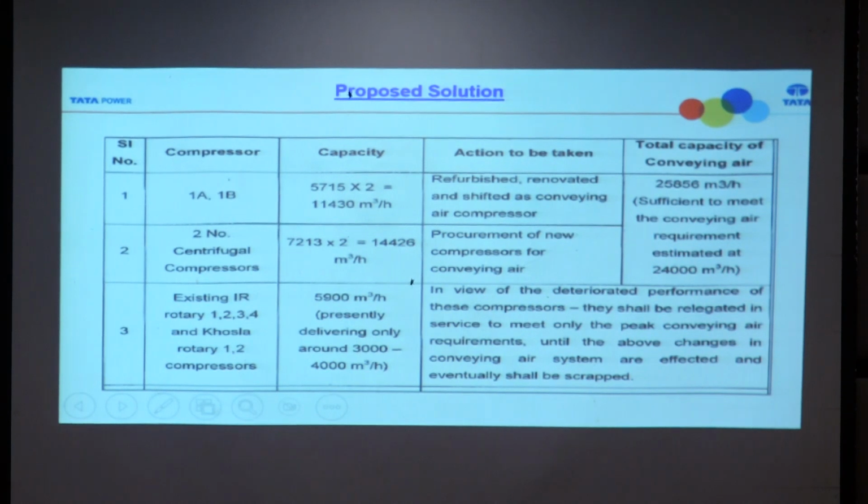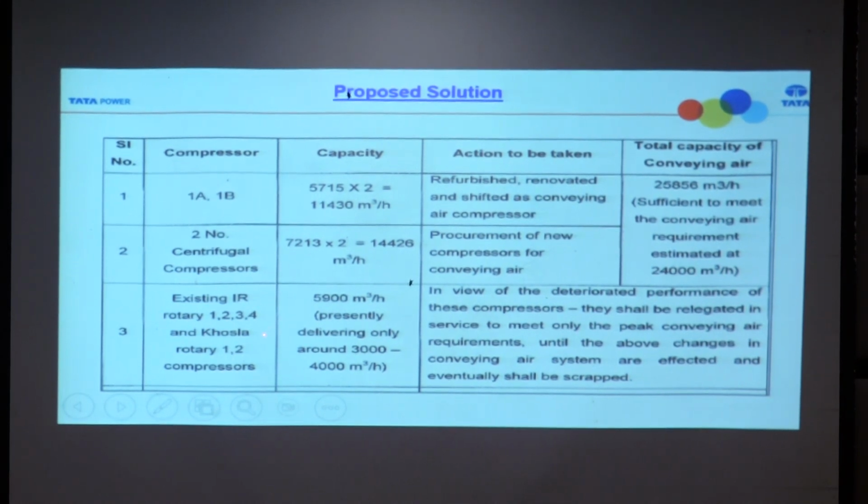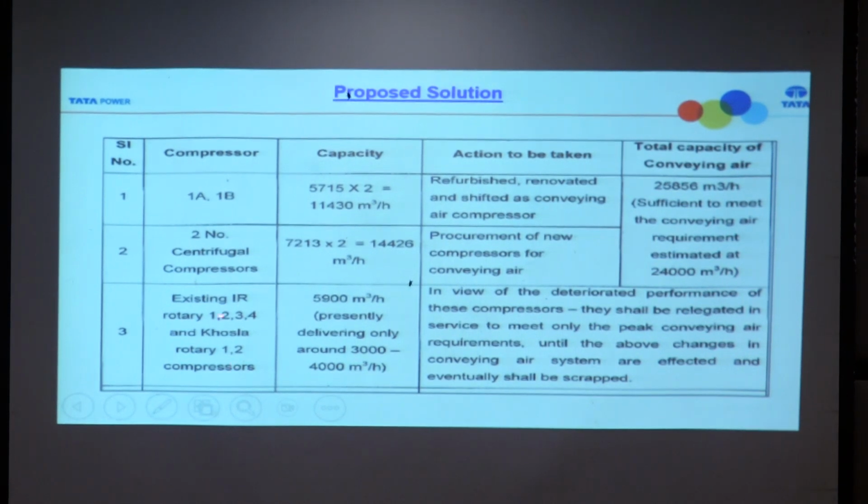the existing air compressors 1, 2, 3, 4 and Khosla compressors. These are the screw compressors. They have been closed, and we have installed 2 new centrifugal compressors of around 14,426 combined capacity. So the total capacity of the service air is almost 26,000 cubic meter. The actual requirement is almost 24,000 cubic meter, so we have a 2,000 cubic meter margin also.